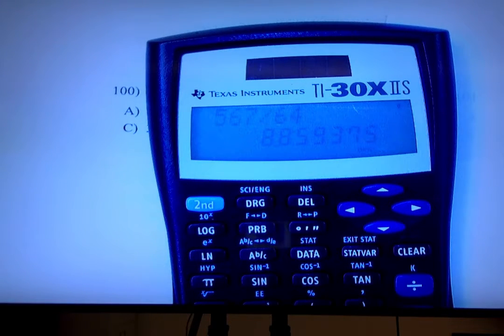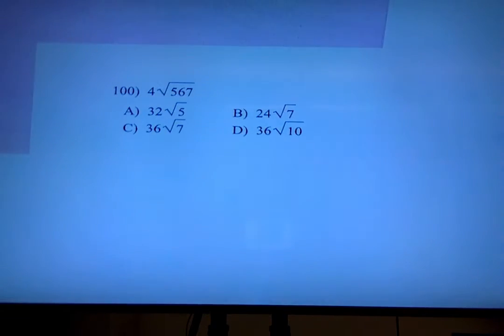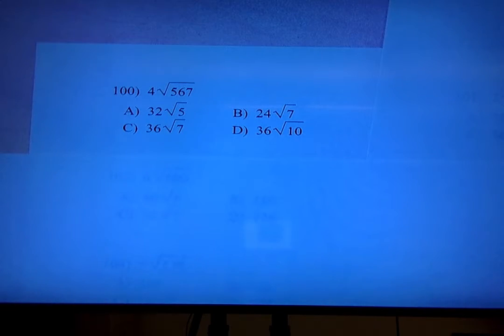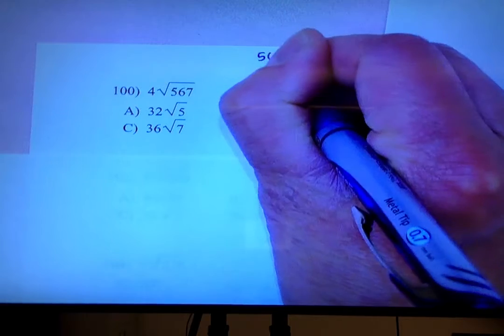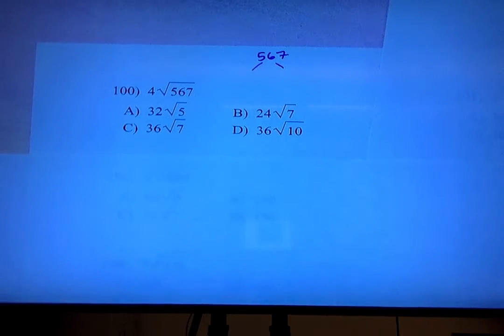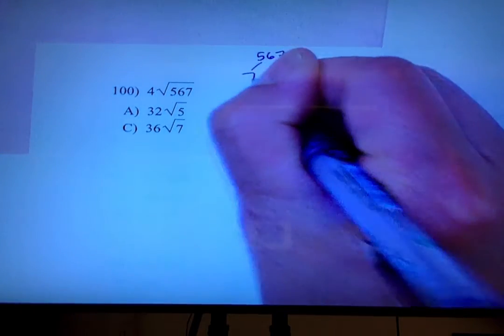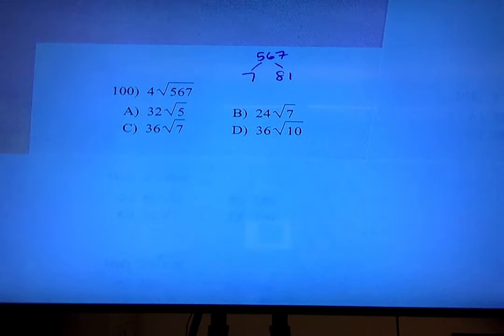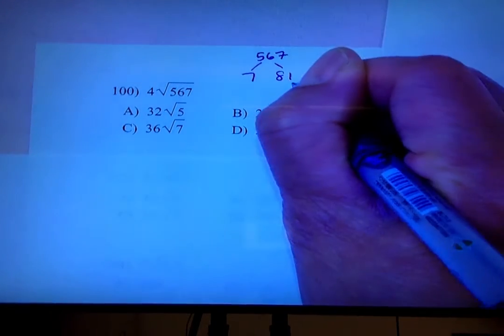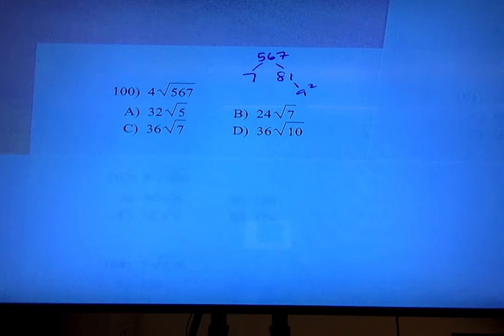So now what we end up doing is we factor. If you can't think of any perfect squares off the top of your head that are factors of the radicand, go ahead and start to factor. And I know you guys like to factor like this. Okay, 567 is divisible by 7. So we have 7 times 81. Well, 81, there's your perfect square. 81 is 9 squared. So that's the perfect square that's going to come out of 567.